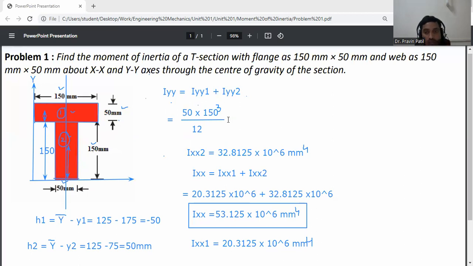Then plus the second one, for the web. Here it is also db cube by 12. So d is 150 and b is 50, that is 150 into 50 cube divided by 12. We will get Iyy from this relation.